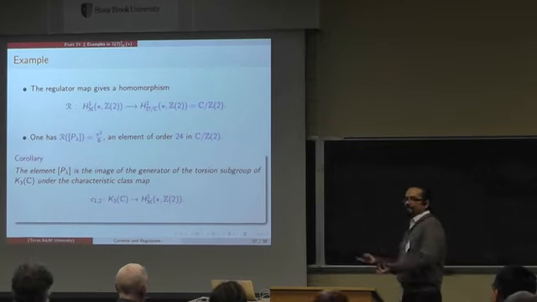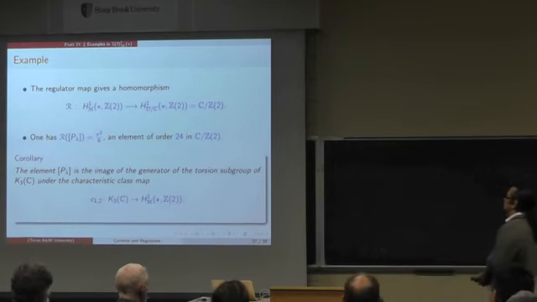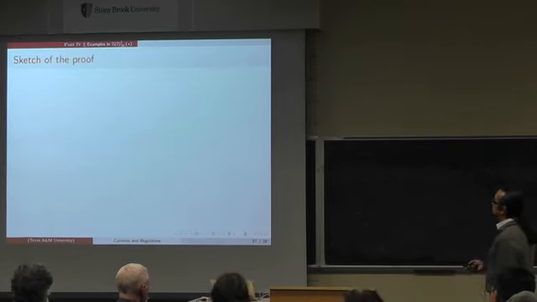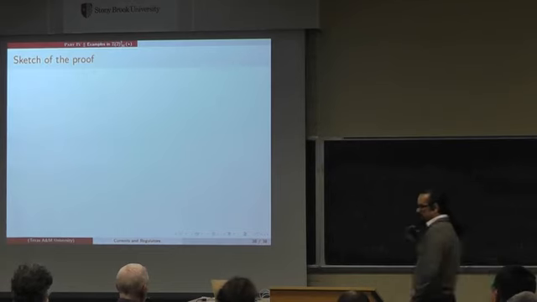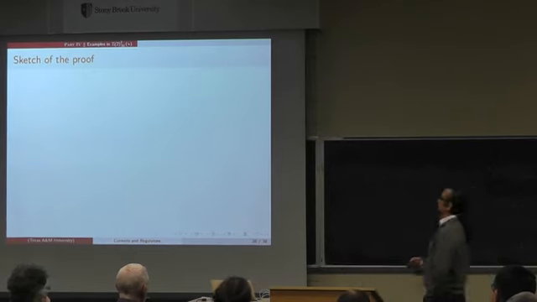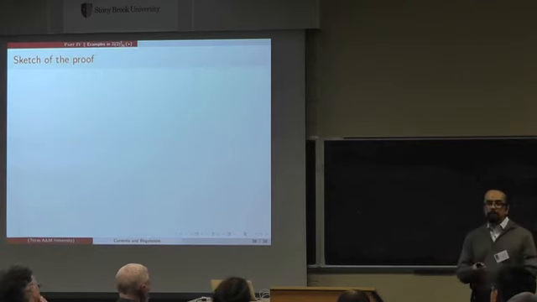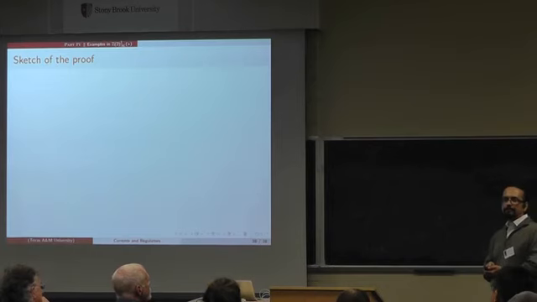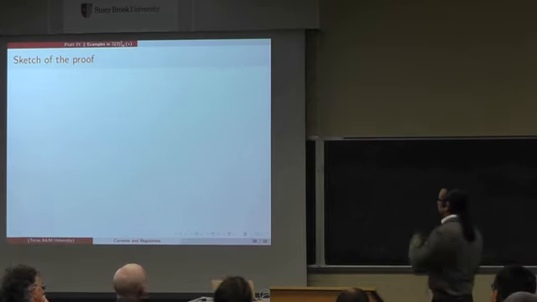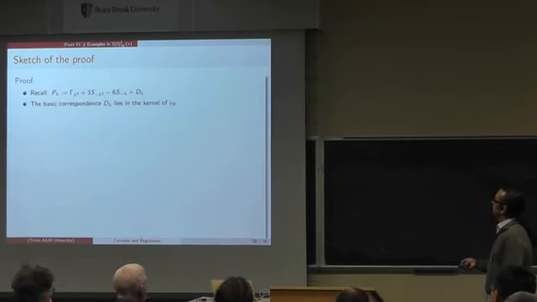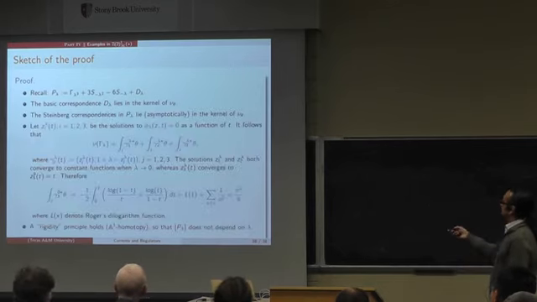There is a similar example by Stefan Müller-Stach and Lewis and Kerr, but they use Bloch's higher Chow groups instead, in which case it actually becomes much easier to construct the example than with Voevodsky complexes. We sweated a lot trying to find the equations for those things. And the proof of this I'll just write down.